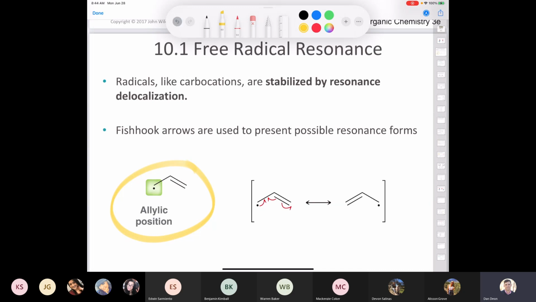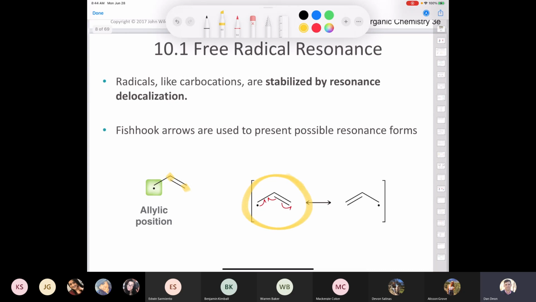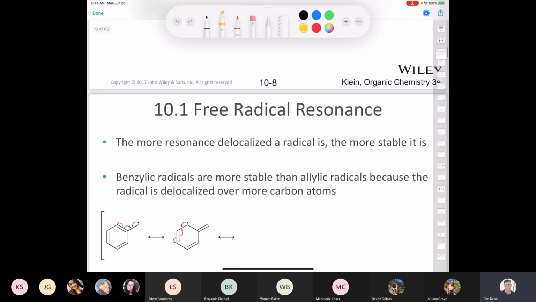So where you have a vinylic position, you should know that on a double bond, these two positions that I have highlighted in yellow are vinylic, and the one highlighted in green is an allylic position. And so you can see that this has another resonance form where we can draw that unpaired electron being delocalized, using a collection of three fishhook arrows. And you should be able to do that, of course. So let's take a look at an example here.